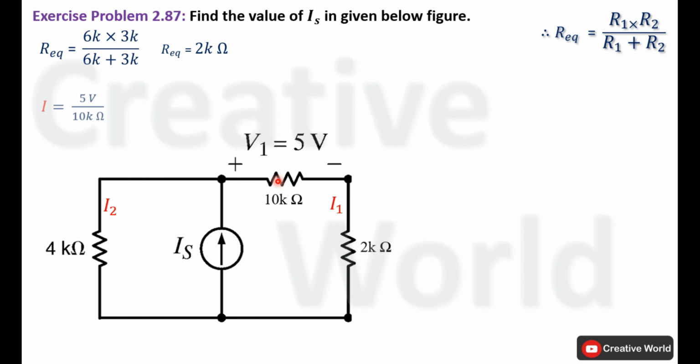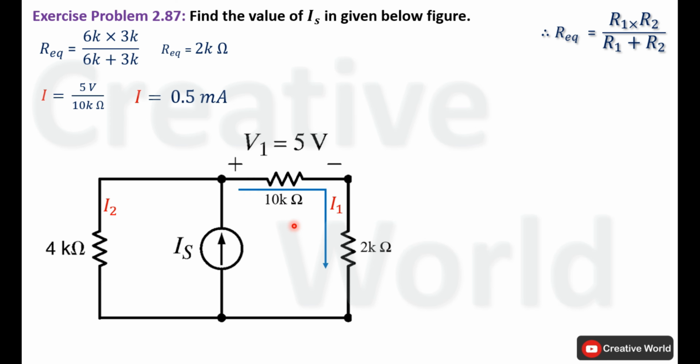Current I through this resistance will be equal to 5 volt divided by the value of resistance 10 kilo ohm. It will become 0.5 milliampere. 0.5 milliampere current will be flowing through this 10 kilo ohm resistance. Direction of current will be clockwise because this terminal is positive, and in order to make this terminal positive, the current should enter from this point and leave from this point. That's why the direction of current inside this 10 kilo ohm resistance will be clockwise.